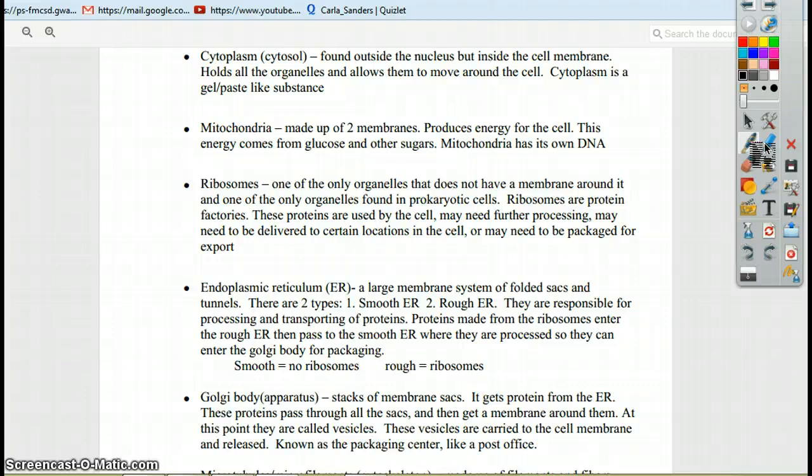Okay, so then we have mitochondria. It's a very important cell part. It actually has two membranes around it. And the mitochondria, this is what's producing all that energy we've been talking about. That glucose that you eat, you take in oxygen.